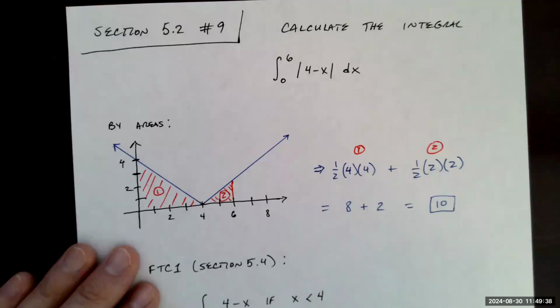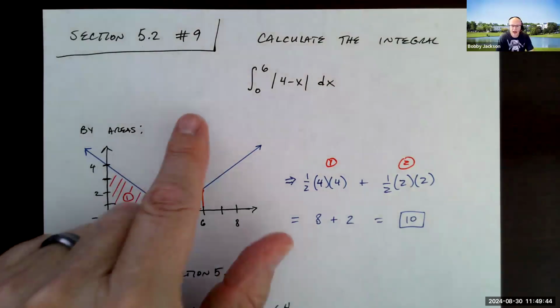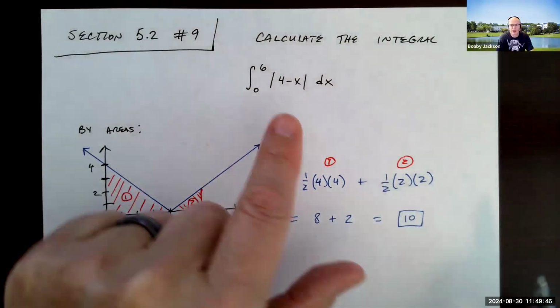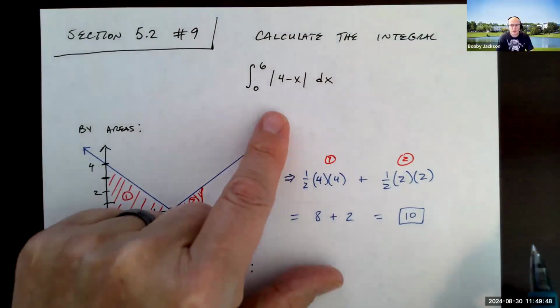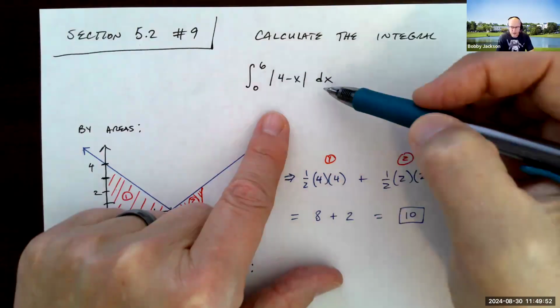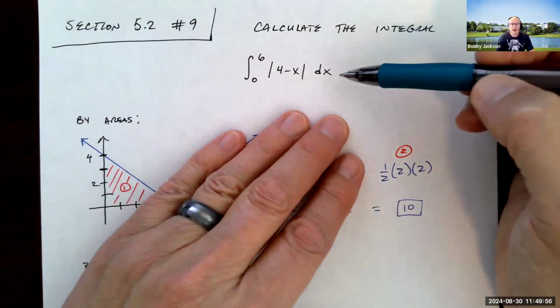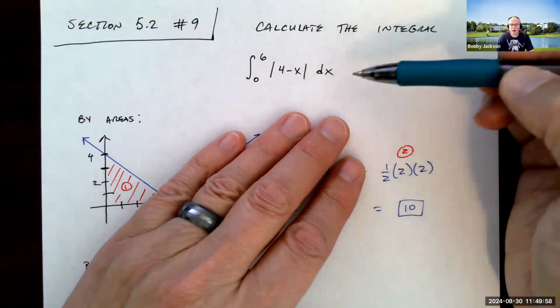Go to number 9 in section 5.2. They ask you to calculate this definite integral, the integral from 0 to 6 of the absolute value of 4 minus x dx. I'm going to do this one by interpreting it in terms of area, and then I'll show you another way.